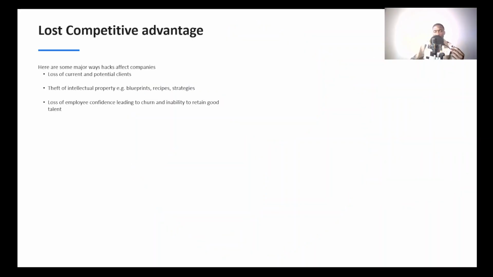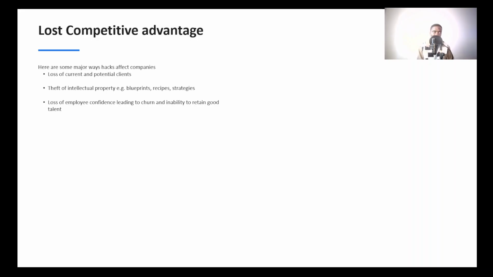Now, what is another general impact of cybersecurity threats? We have lost competitive advantage. When a company is hacked, that hack can lead to them losing their competitive advantage. The first way is that if this hack becomes public, they can lose current and potential clients. Imagine that Facebook gaming company, for example, after losing 218 million PII of clients, do you think anybody wants to go on that game again? Like, they'll be very wary, and that can lead to them losing a lot of money in the future.